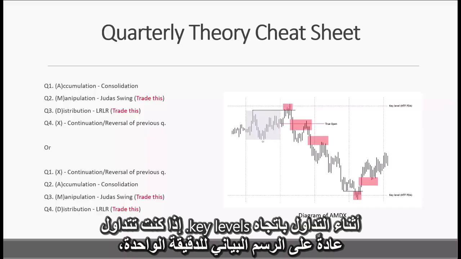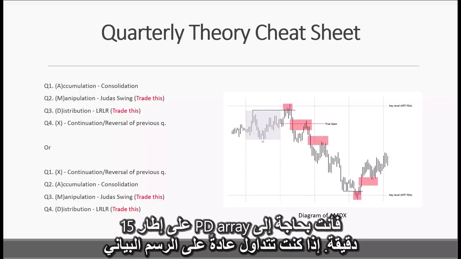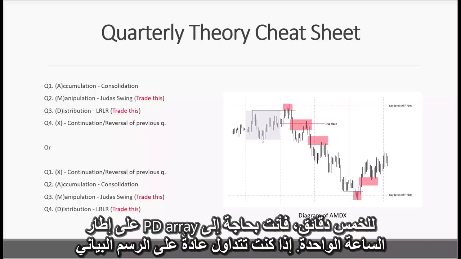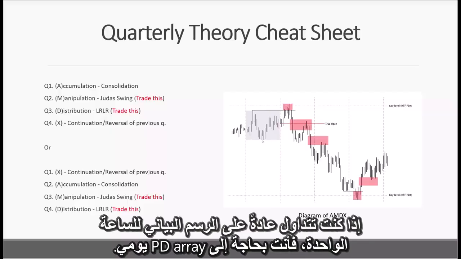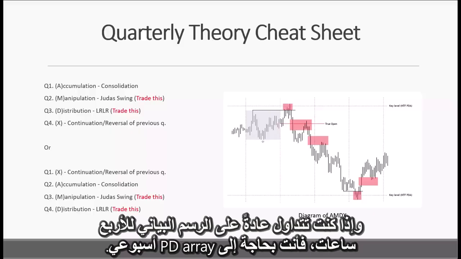If you usually trade with the 1-minute chart, you need a 15-minute PD array. If you usually trade with the 5-minute chart, you need a 1-hour PD array. If you usually trade with the 15-minute chart, you need a 4-hour PD array. If you usually trade with the 1-hour chart, you need a daily PD array. And if you usually trade with the 4-hour chart, you need a weekly PD array.